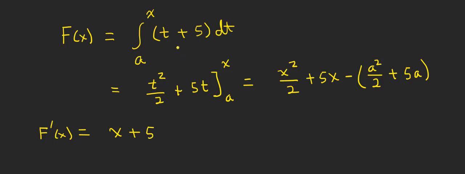Now take a look at this. Whenever you take the derivative of an integral, there is a shortcut. If the lower limit is a constant and the upper limit is just x, the derivative of an integral is you just have to replace the variable t with x. So you just get x plus 5.